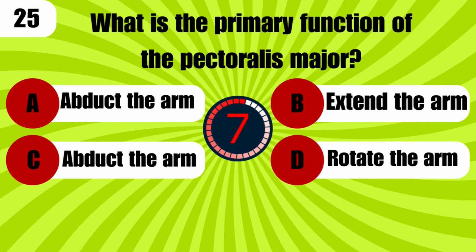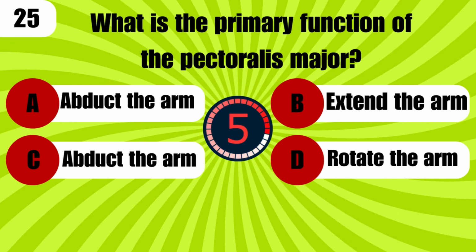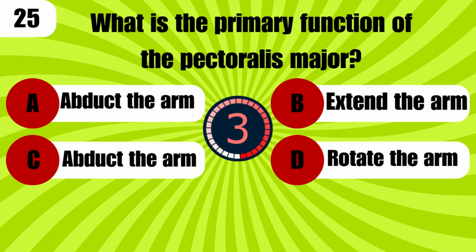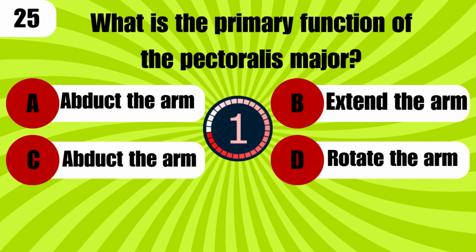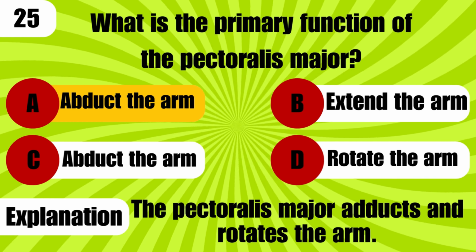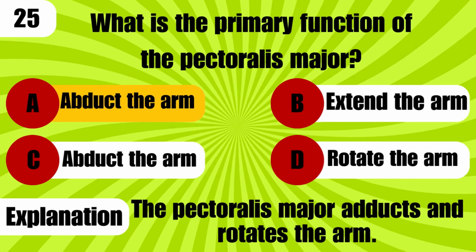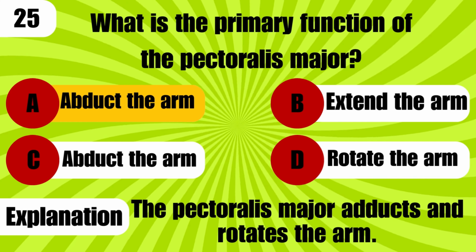What is the primary function of the pectoral major? Abduct the arm, extend the arm, abduct the arm, rotate the arm. The right answer is adduct the arm. The pectoral major adducts and rotates the arm.